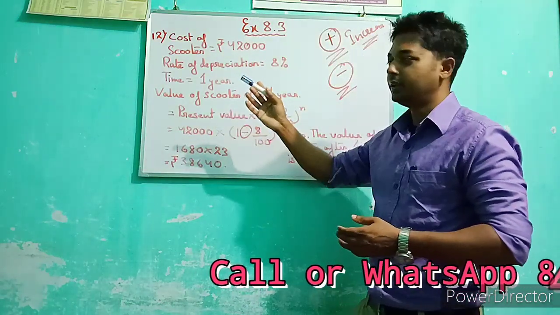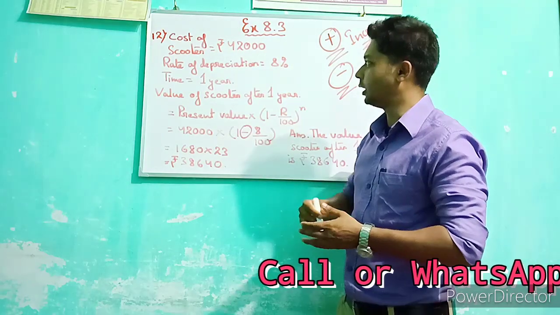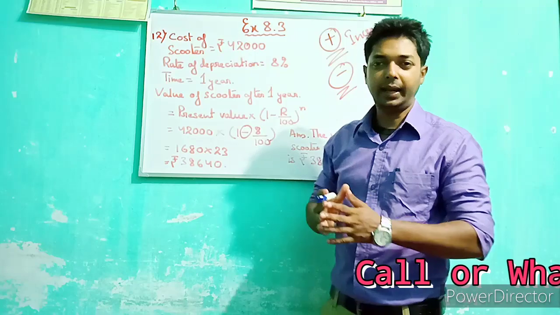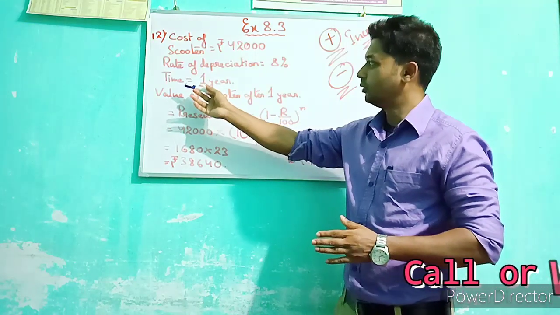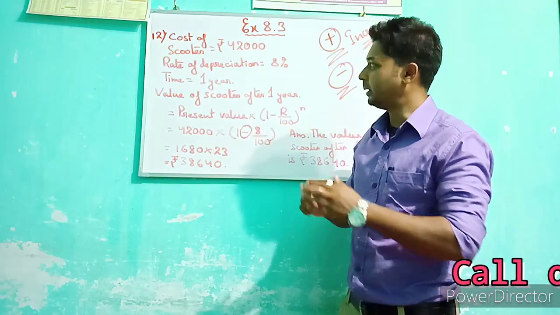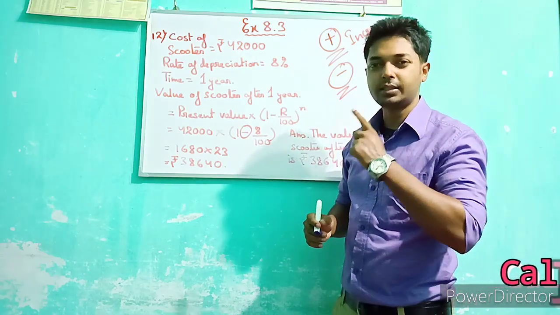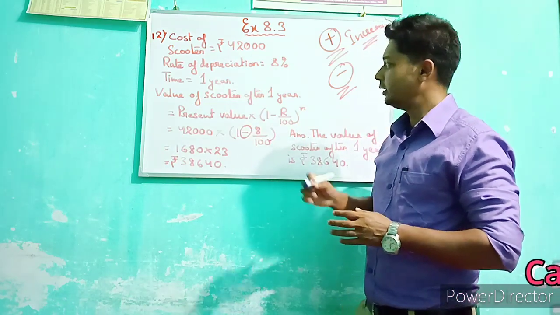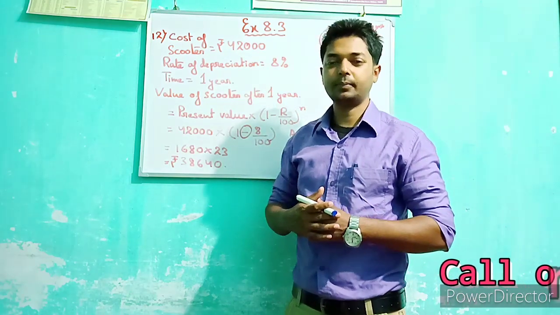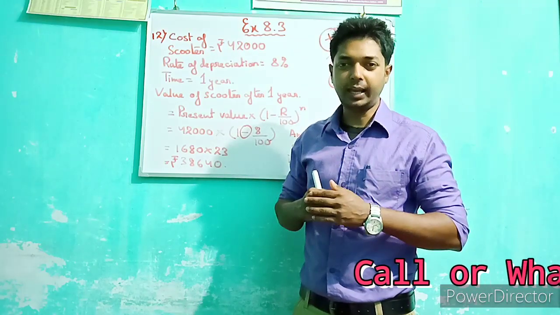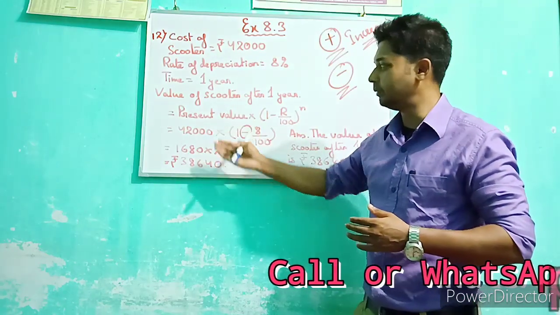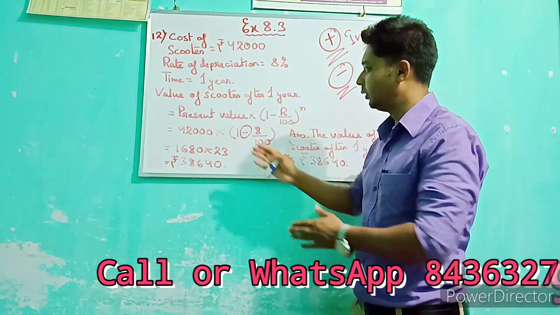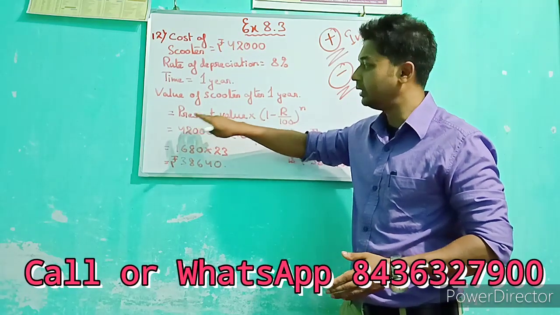A person bought a scooter for rupees 42,000. There was a depreciation. What was the rate of depreciation? It was 8%, and the depreciation happened in a single year's duration. When he wants to sell the scooter, what value should he expect? The formula is the same. The value of the scooter after 1 year, the formula will be the same as CI. Only in case of principal, we write the present value.